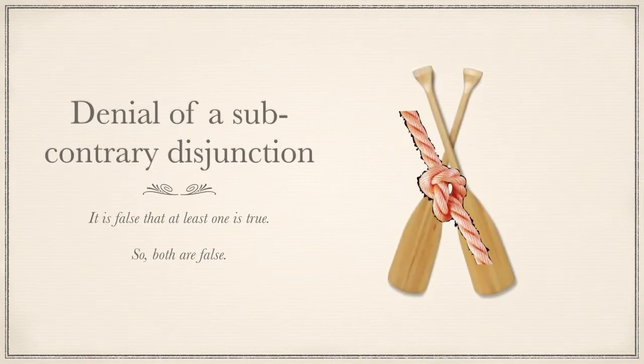Recall that subcontrary propositions are such that at least one is true. Well, when we deny a pair of subcontrary propositions, we claim that it is false that at least one is true. Thus, they are both false. So the denial of a disjunction expressing subcontrary propositions is equivalent to a conjunction where both are false.